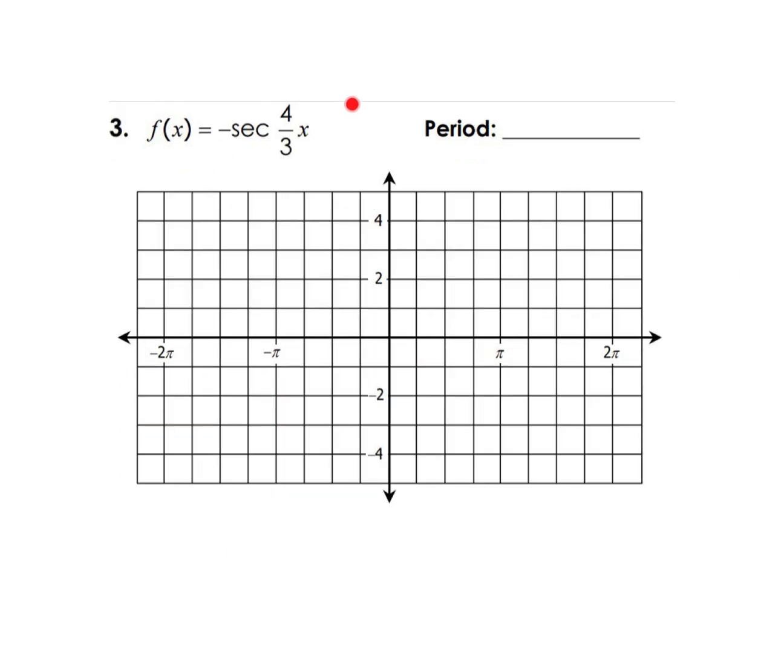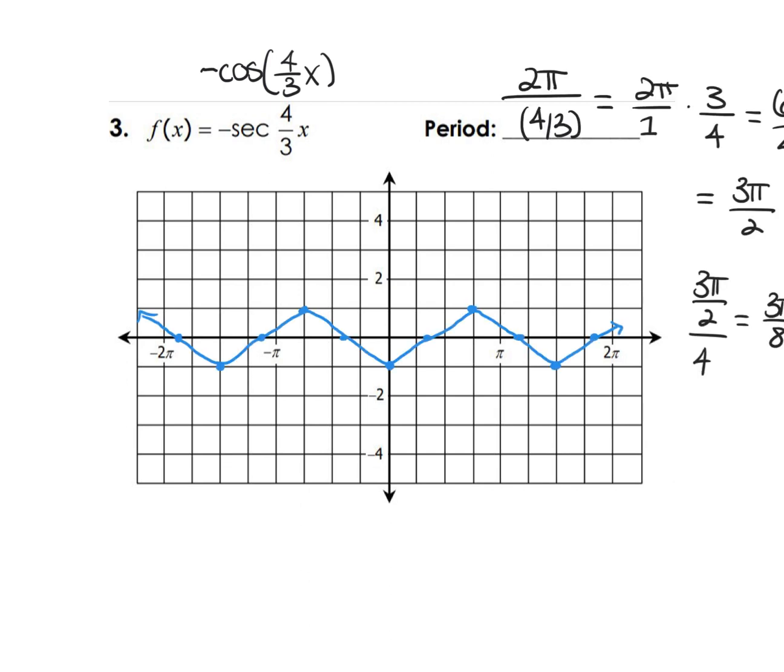Here we have negative secant of 4/3 x. So we're going to go ahead and graph negative cosine of 4/3 x. Okay, so now we go ahead and we draw our vertical asymptotes. Actually, I really need the stencil for this one. We go ahead and draw our graphs.